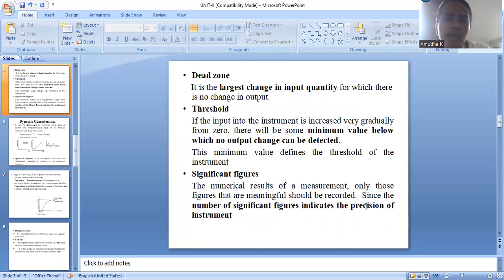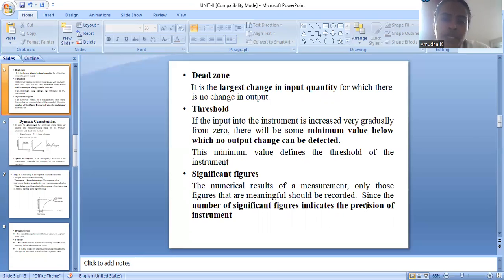And another thing, dead zone. It is nothing but the largest change in input quantity for which there is no change in output. Even if a change occurs in the input, it does not affect the output. That is the meaning of dead zone.